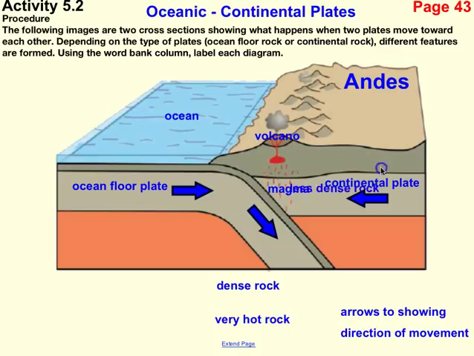So where do you have your less dense rock? So this is going to be your less dense rock, remember. This is the continental rock, or the continental crust. This is your granitic rock. And here's going to be your more dense rock.